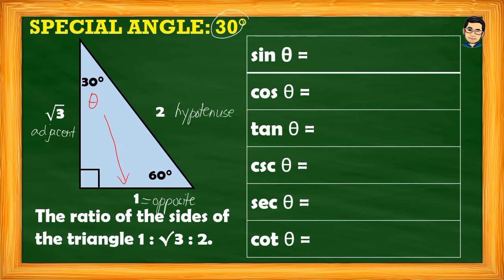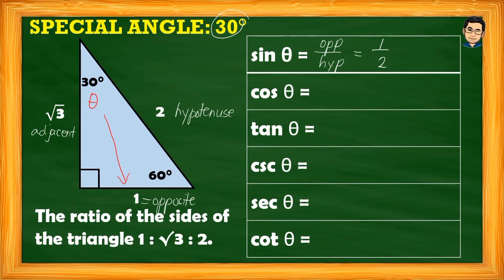So, sin theta na tayo. Kunin natin yung value niya. Di ba ang sin theta, O over H, opposite over hypotenuse. Opposite is 1, and then hypotenuse is 2. So, ibig sabihin, kapag tinanong tayo what is sin 30 degrees, the answer is 1/2.